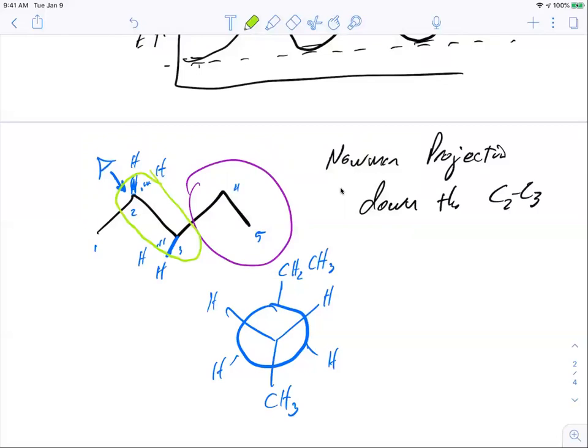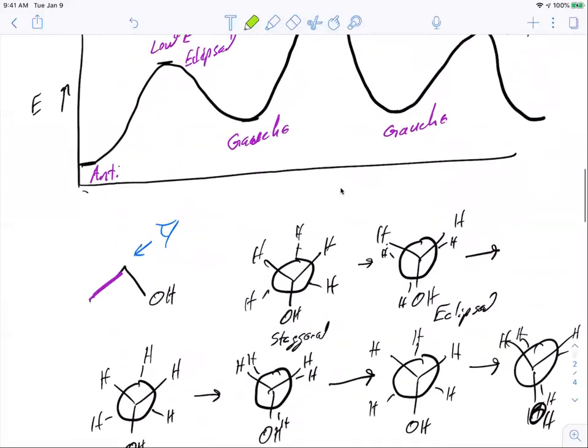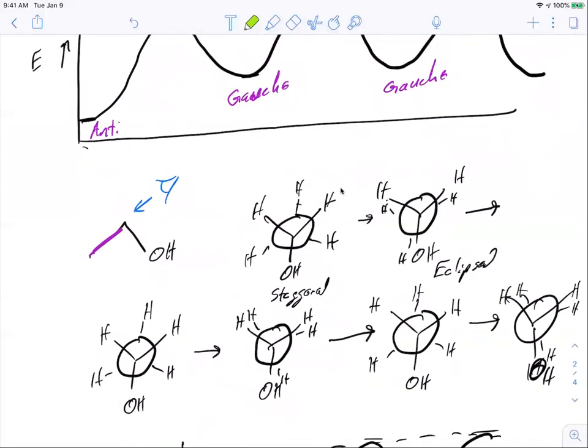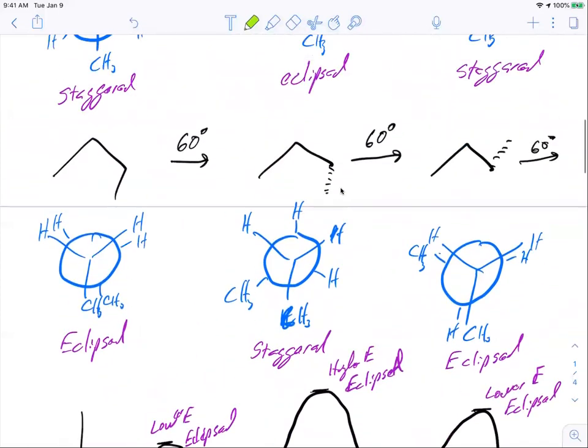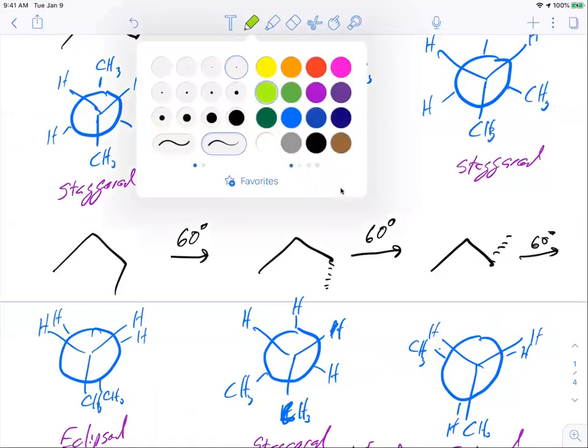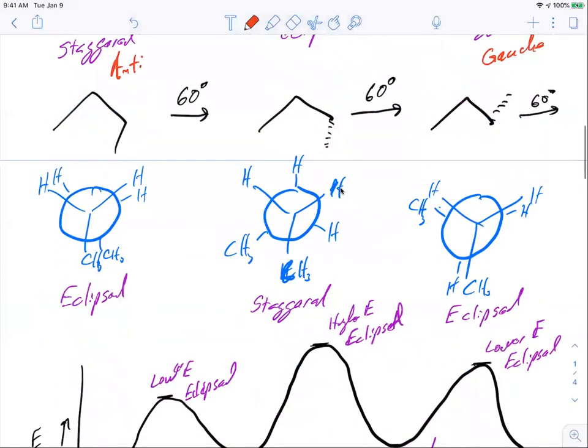Okay, you should be able to do energy diagrams, understand those. You should be able to label staggered and eclipsed. You should be able to label anti and gauche, right? So up here, this is anti, right? This is gauche. And this is gauche. Okay. Questions about acyclic conformation?